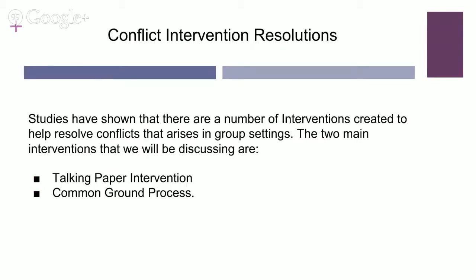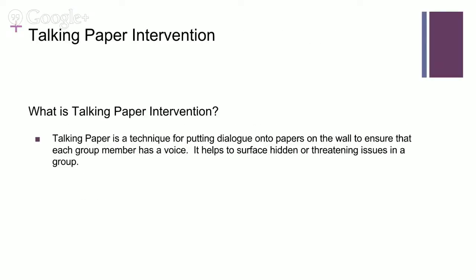Conflict intervention resolutions. Studies have shown that there are a number of interventions created to help resolve conflicts that arise in group settings. The 2 main interventions that we will be discussing are talking paper intervention and common ground process. Talking paper intervention. What is talking paper intervention?